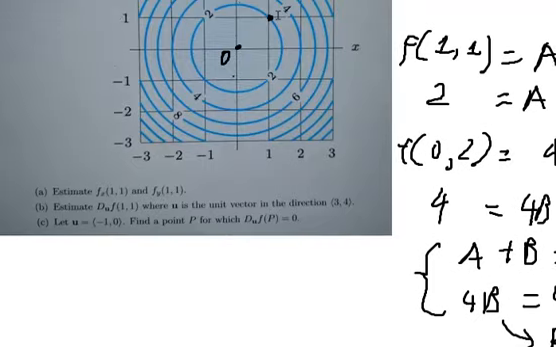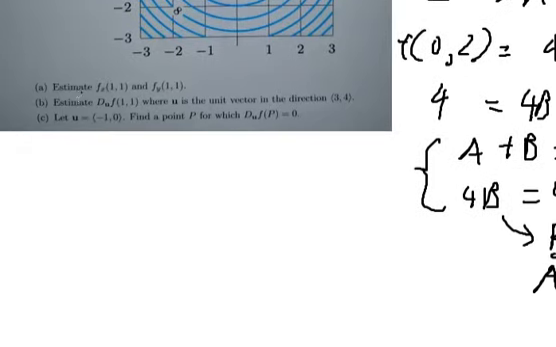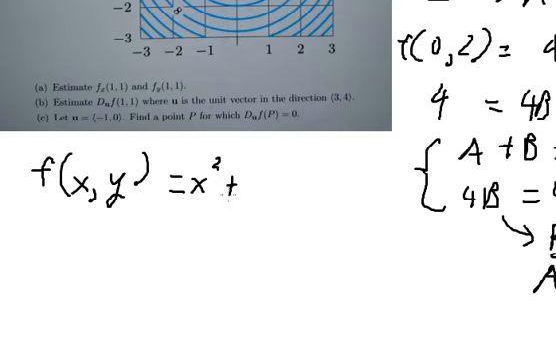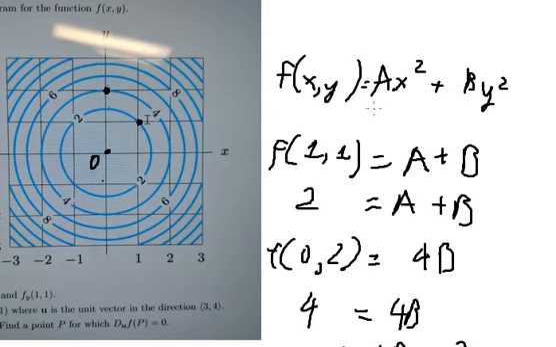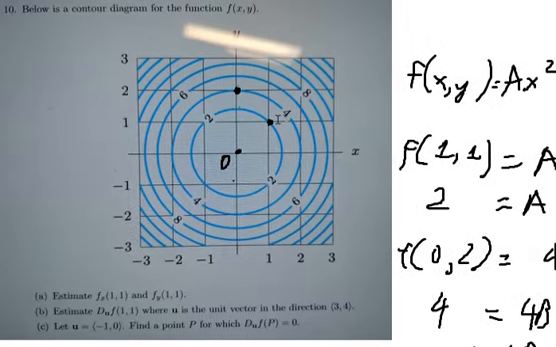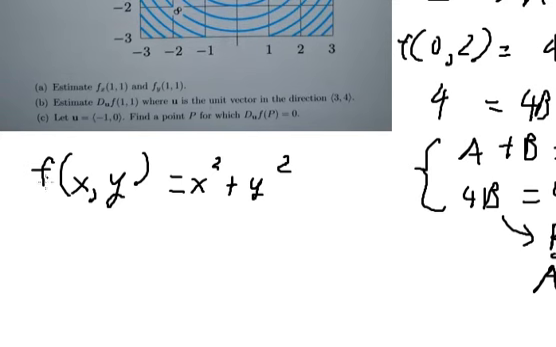And now the formula of f(x,y) should be Ax squared plus By squared. We put the value of capital A equal to 1 and capital B equal to 1 in here. That's why we have x squared plus y squared. Now this one is so easy.